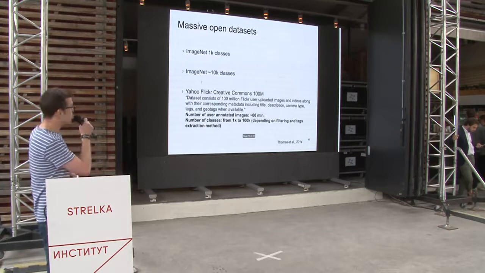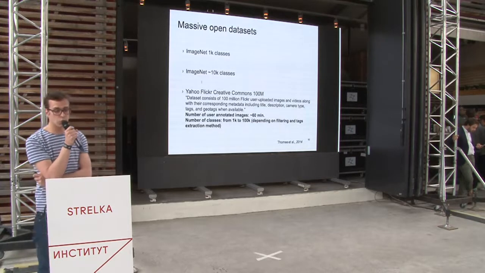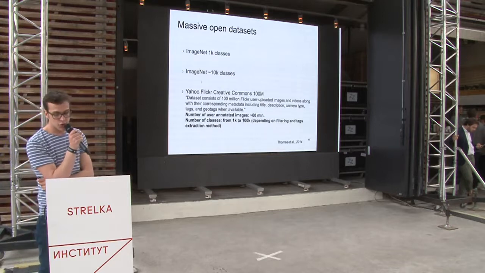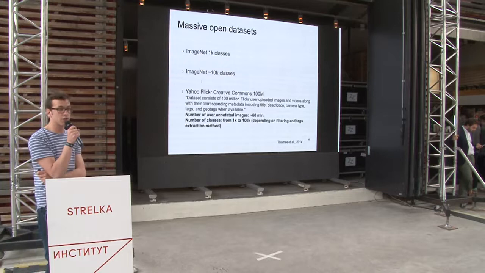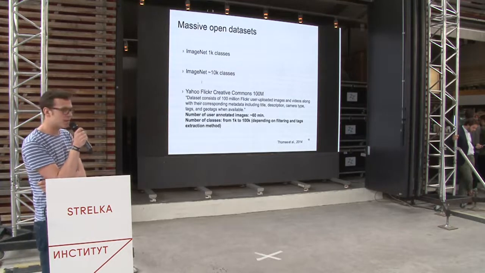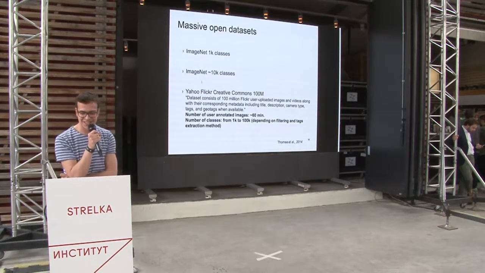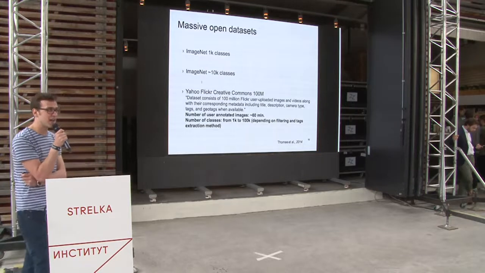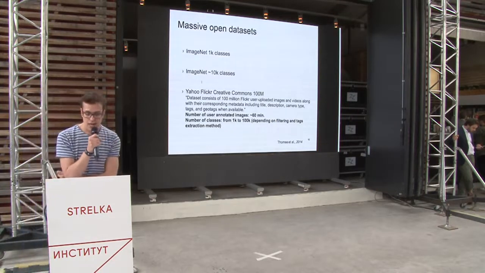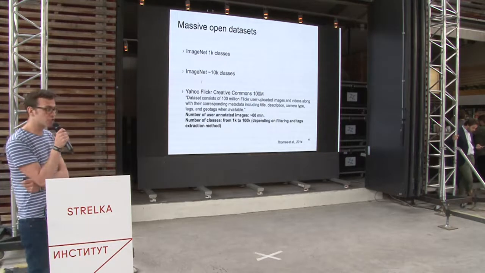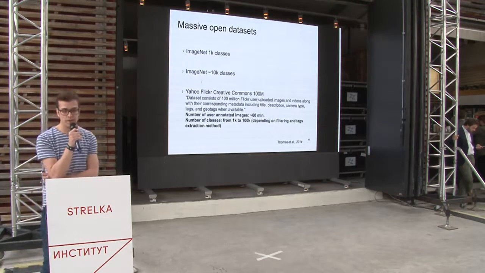So the initial data set on which we, like many others actually, trained the base model was ImageNet with 1,000 different classes. There are many problems with this data set. First, 1,000 classes are far not enough. There are a lot more objects in the world. And secondly, ImageNet is extremely biased towards wildlife.